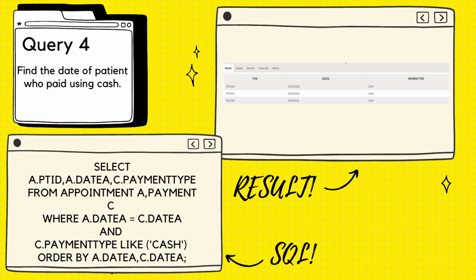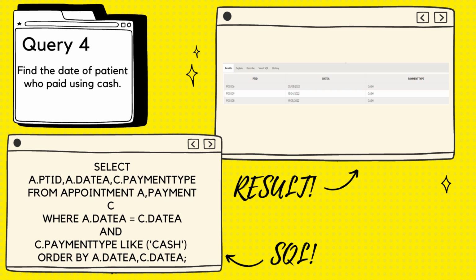We continue with query 4. For query 4, the question asks us to find the date of patients who are using the payment type cash. The EQ join is also applied for this SQL query because the query joins 2 tables only. Those 2 tables use letters, where letter A refers to the appointment table and letter C refers to the payment table.